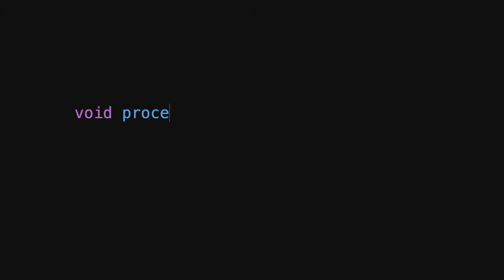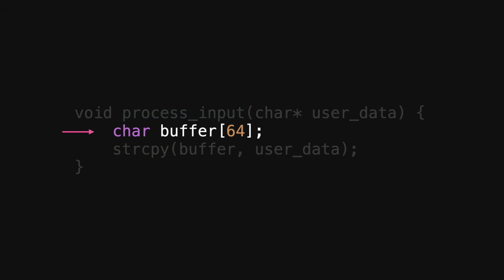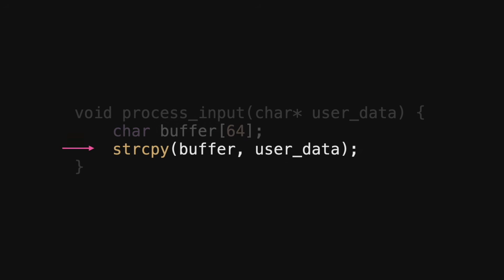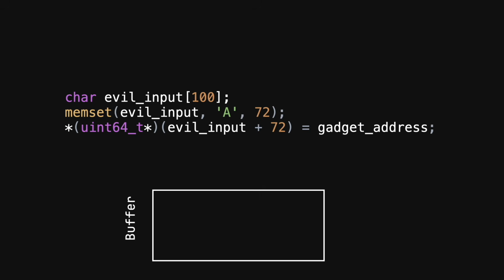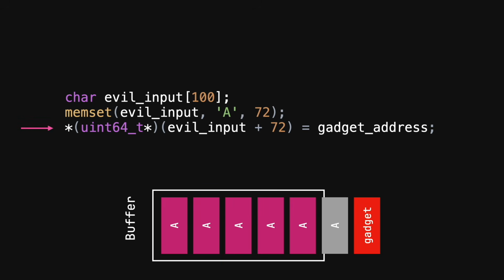To be more concrete, let's take a code example. We can see in the listing above that we have a buffer with the size 64, and then user data will be copied into the buffer regardless of its size. Let's step into the attacker's shoes for a moment. Let's take a buffer of 100. We'll assume that the link register is at the offset 72. Then the attacker basically just memsets the buffer with garbage data, and at the offset 72 puts the gadget address. This is what PAC breaks.